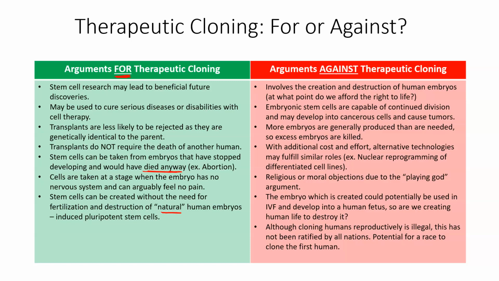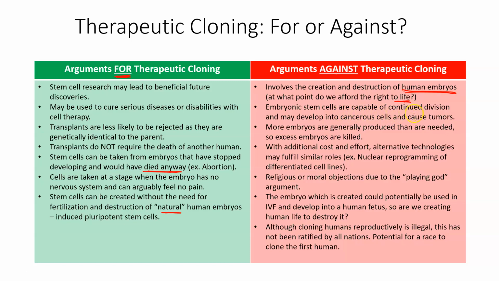Arguments against is all about the opposite of what was said in this green section. So arguments against therapeutic cloning: it involves the creation and destruction of human embryos. So again, we are killing life. And so at what point do we afford the right to life? Obviously, the embryos can't give consent. Oftentimes, parents don't or can't give consent at this point because the embryos were created outside of the body within a lab situation.